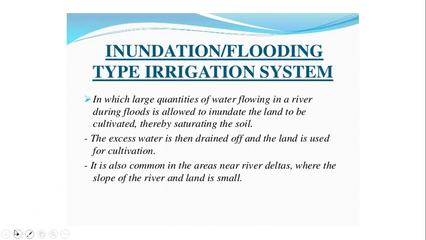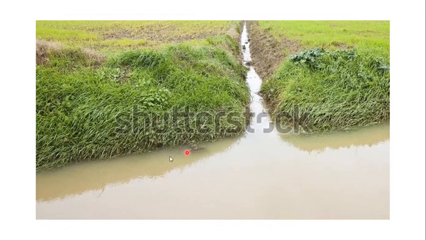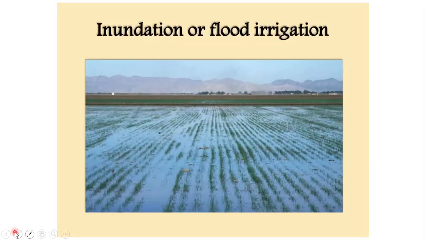It's just overflowing of water. You can just see it's one river or a canal and it overflows. It's a simple example trying to explain to you. Here you can see it's a flooding. From the canal water, it has gone into the agricultural field. It has just overflown. Okay, so inundation is also called flood irrigation.